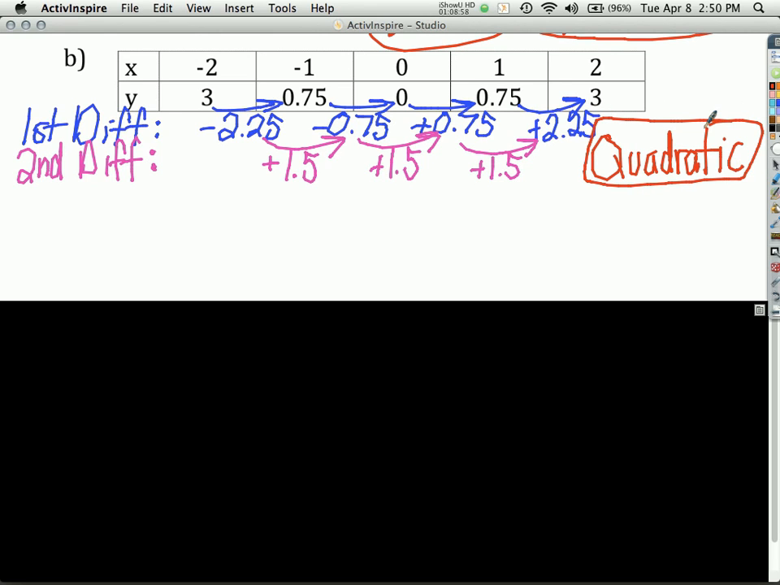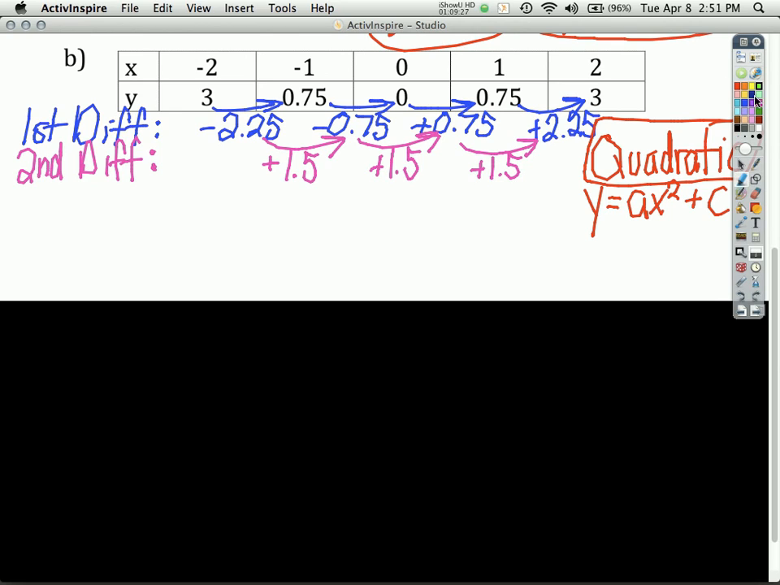It's quadratic. Now we have to write a model for this, which is a little bit difficult. We are going to use the model y equals ax squared plus c. None of the examples that we're going to do today will have a bx. None of them that you have to know will have bx. So we just have to find a. We have to find a and we have to find c.